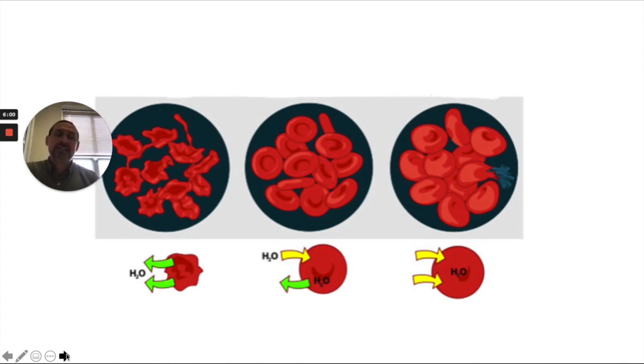If the cell is in a solution that is hypertonic, that means that there's more solute in the solution than there is in the cell. So the water is going from an area where there's a high concentration of water, the cell, to an area where there's a low concentration of water outside the cell. So the cell starts to shrivel up, hypertonic, like seawater or very salty water. Hypotonic would be like pure water. So right in the middle is isotonic.